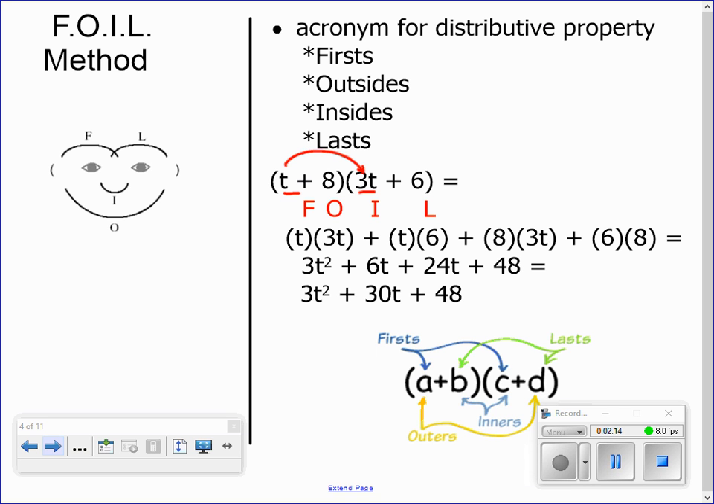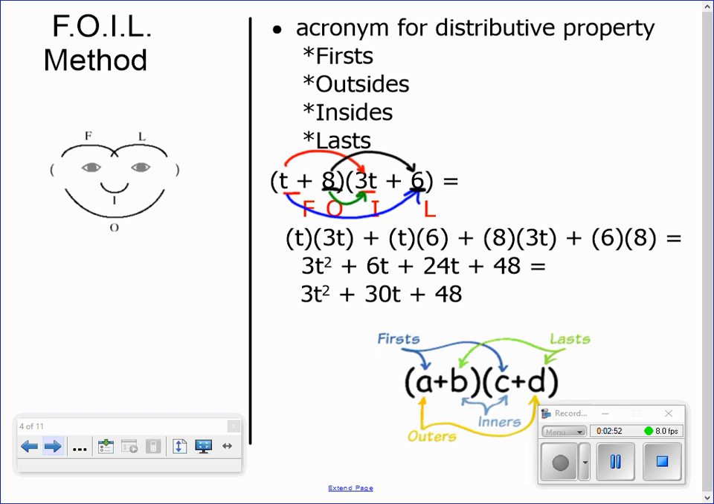Then take the two outside terms. On the outside we have t and we have 6, and so we multiply the two outsides together. Then take the two inside terms, the two inner terms, which would be 8 and 3t because they're inside. And then take the last term in each of your binomials, so our last term being 8 in the first one and 6 in the second one, and multiply them together. And then after you do that, simplify.